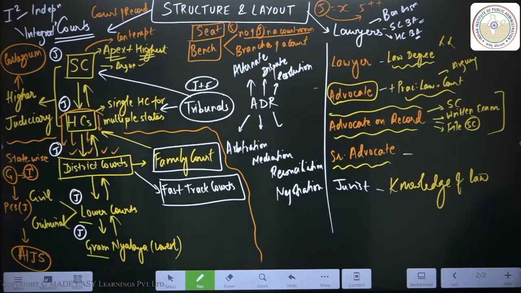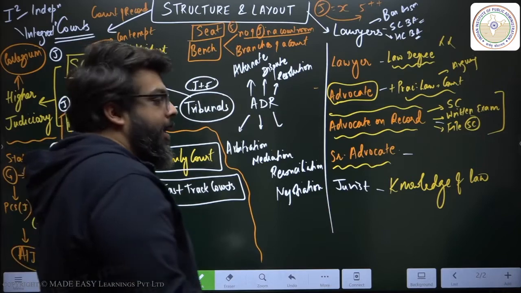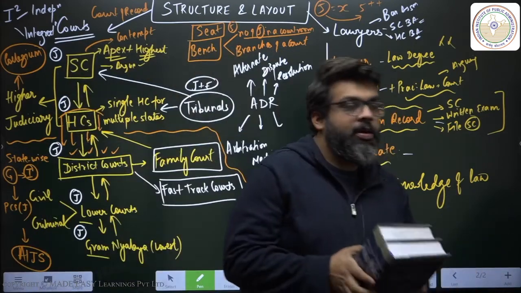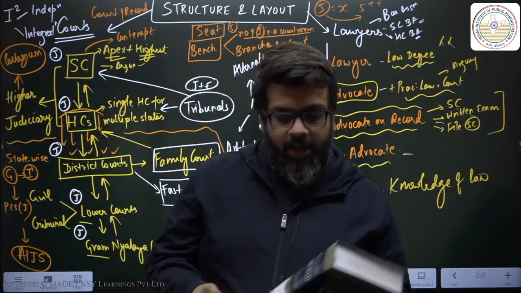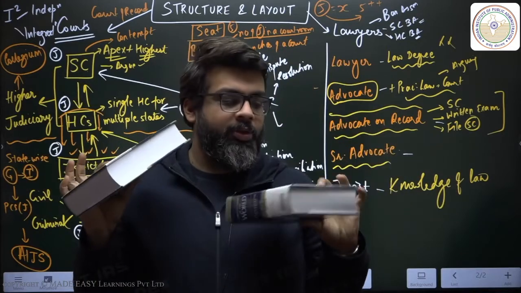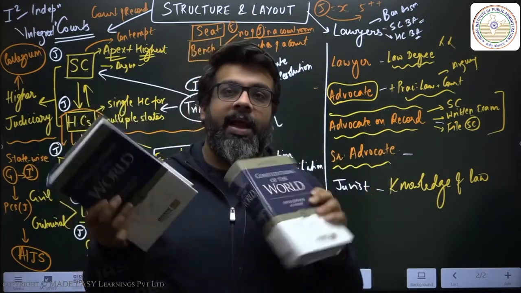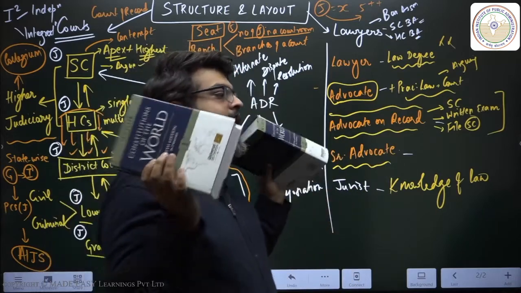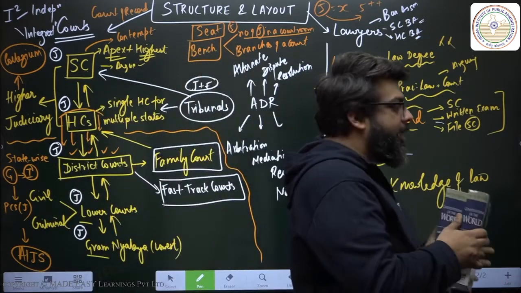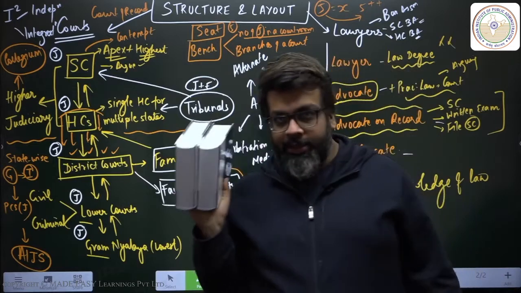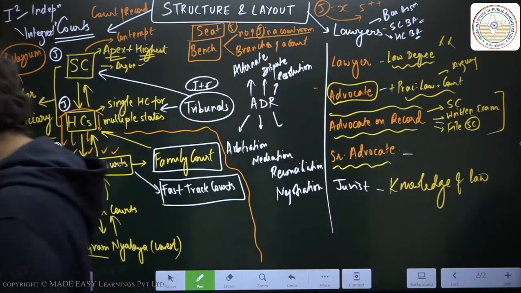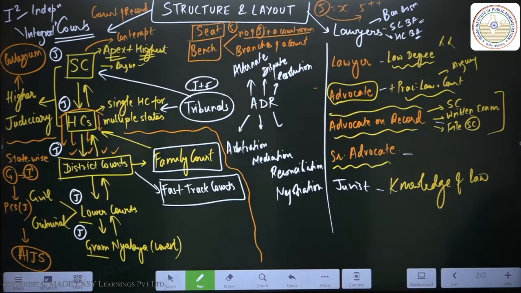Now, if you want to know what jurists are, I'll tell you. For example, when I make your notes on comparative constitutional law, I refer to a book by M.V. Pylee. This book comes in 2 volumes, Constitutions of the World, Volume 1 and Volume 2. It is from these 2 books that you get 10 pages of handouts for your mains. This is a jurist, who has analyzed constitutions from all over the world.